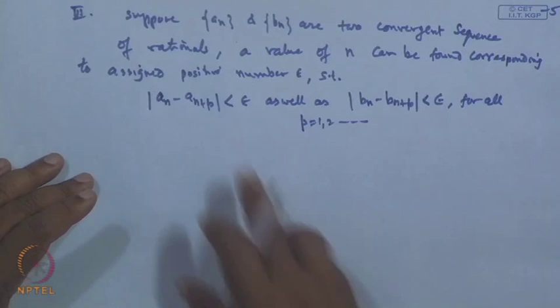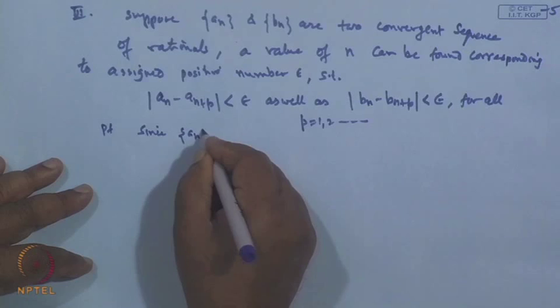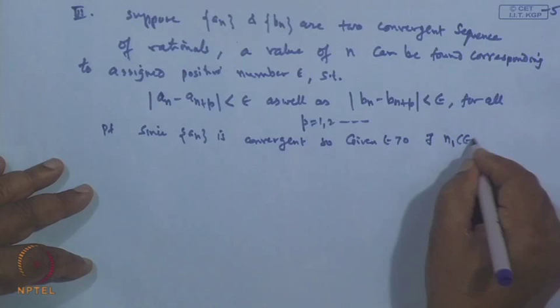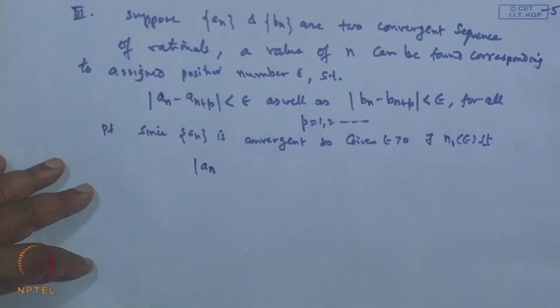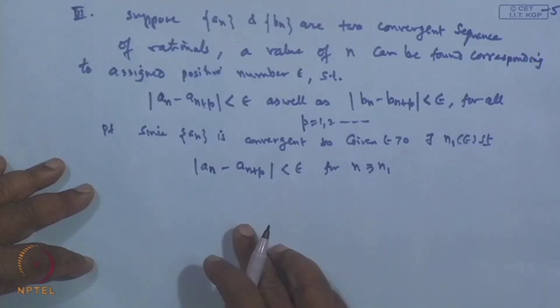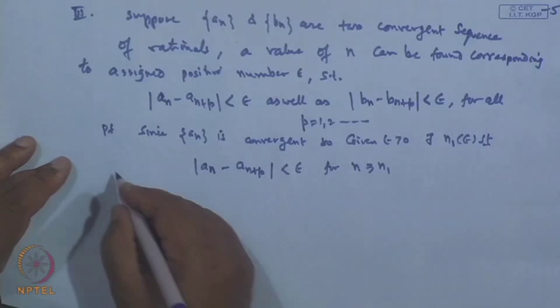This means a common n can be obtained, and the reason is very simple. A n is convergent, so for given epsilon greater than 0, there exists an n 1 depending on epsilon such that mod of A n minus A n plus p is less than epsilon for all n greater than or equal to n 1. Is it not? For all n from n 1 onward, n 1 is fixed. Similarly, the sequence B n is convergent.